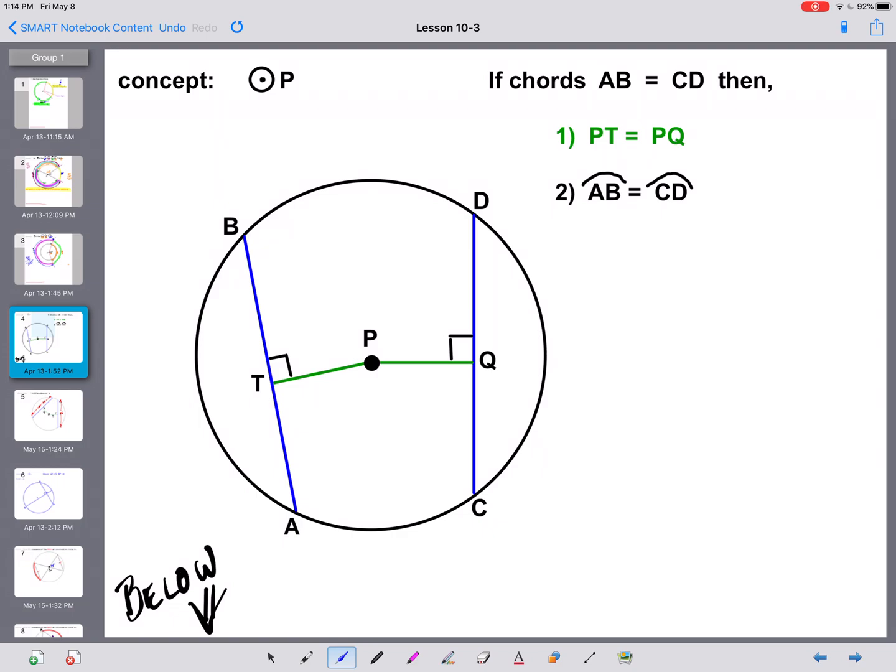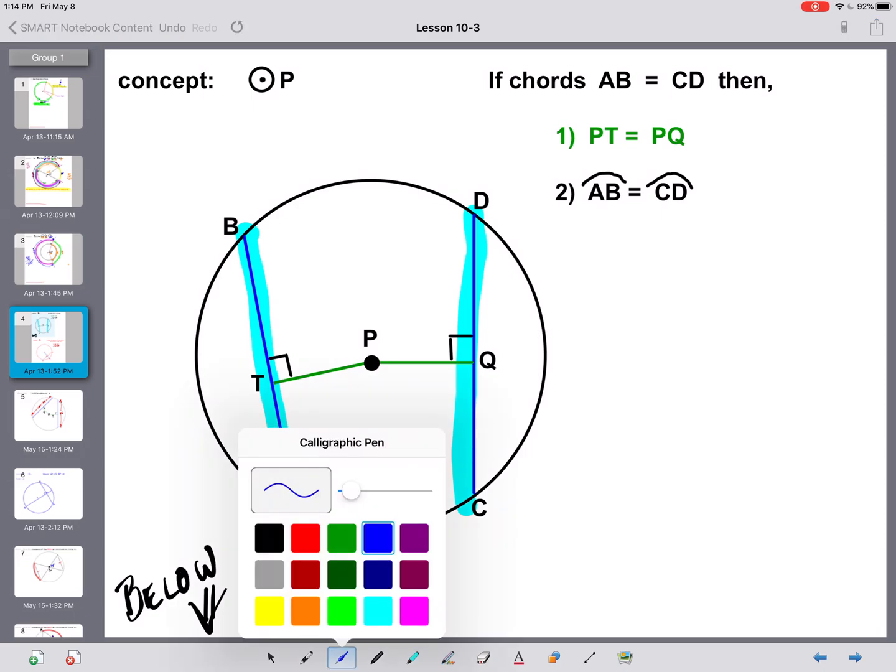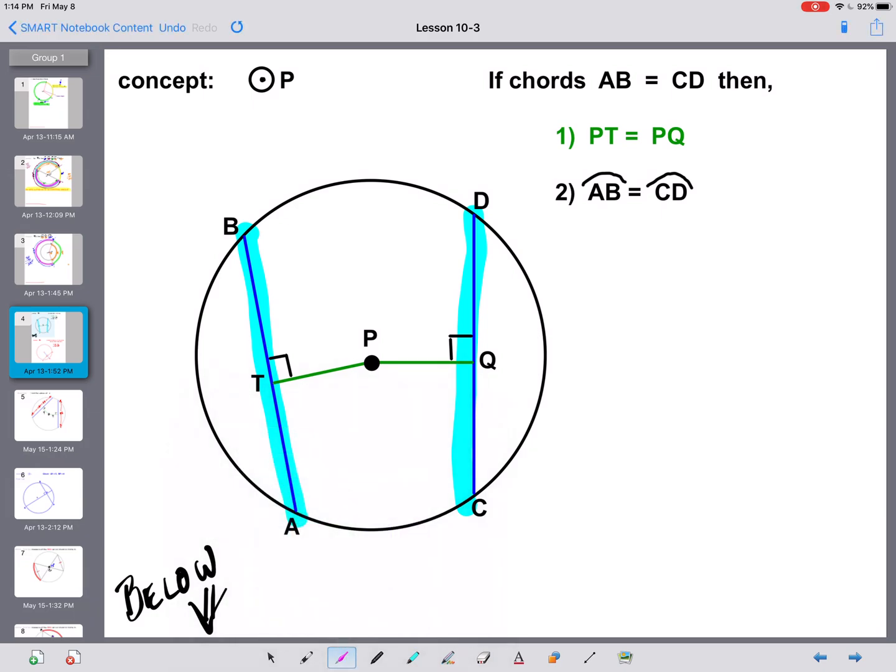It says if these two chords are equal, these are the two we're looking at, this chord here, CD, and this chord here, AB. If they are equal lengths, then we know a couple things. First of all, it means they're the same distance from the center.